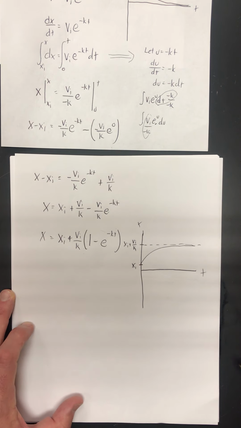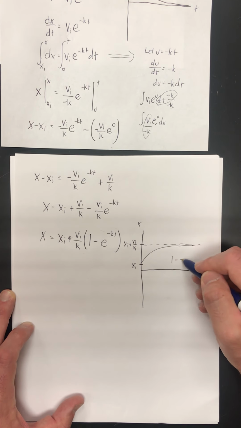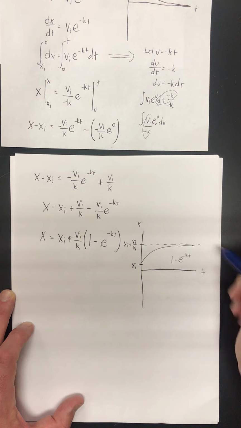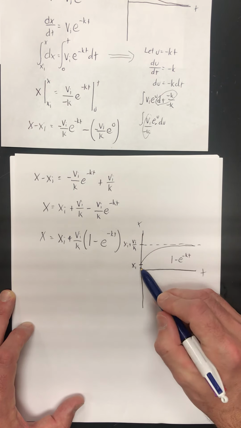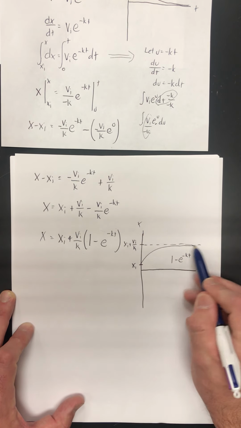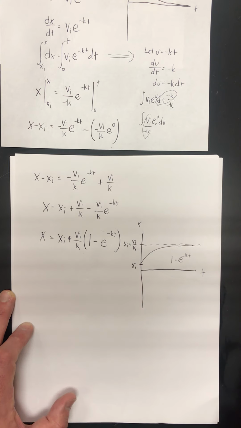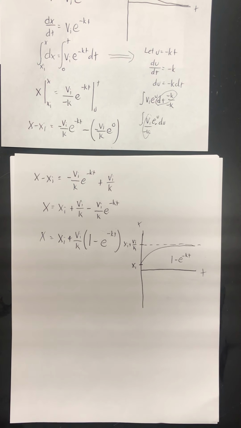So this graph is the 1 minus e to the negative kt graph, this sort of thing with a horizontal asymptote that is above the axis. And that is another popular graph that comes up over and over and over again in physics, and something that you should be conscious of and aware of and be looking for. So there you go. We have now fully explored this.